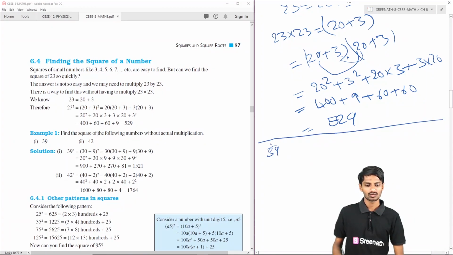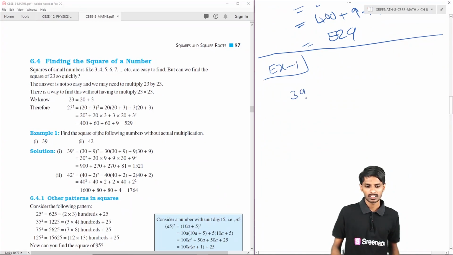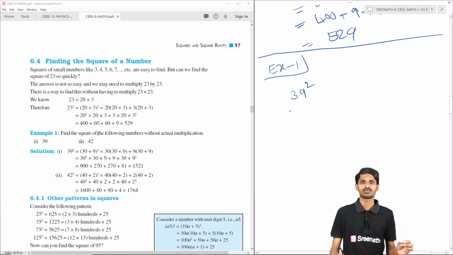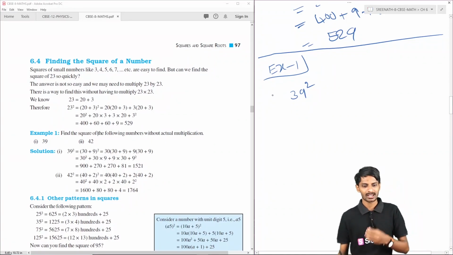39, how to find it? Example 1, that is regarding 39 square. We have to find out the 39 square. How can we write it? In two ways we can write it, students.